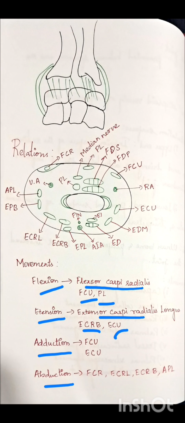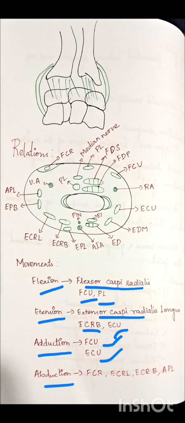Coming to adduction and abduction, adduction is towards the medial side of the body. The medial side bone is the ulnar bone, so ulnar muscles are involved. In the sense, flexor carpi ulnaris and extensor carpi ulnaris are involved in adduction. Since adduction is towards the medial side of the body, and the medial side bone is the ulna, the ulnar muscles, flexor carpi ulnaris and extensor carpi ulnaris, are involved.